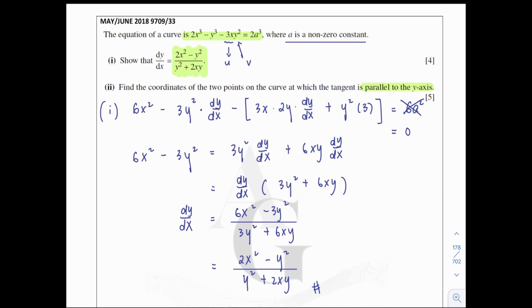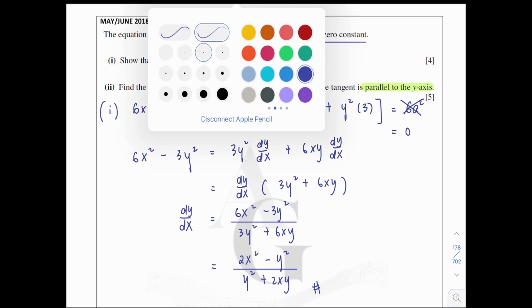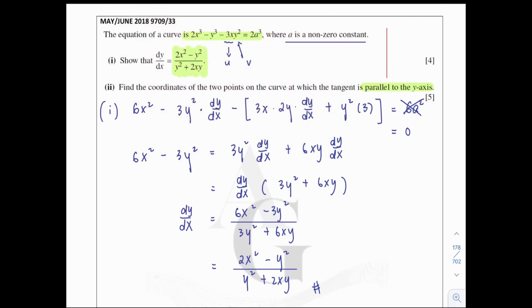parallel to the y-axis. So imagine your tangent line, this is the y-axis, this is the x-axis, and the tangent line is parallel to the y-axis. So what can we conclude from the dy/dx here? When a tangent line is parallel to the y-axis, we can say that the gradient is actually undefined.